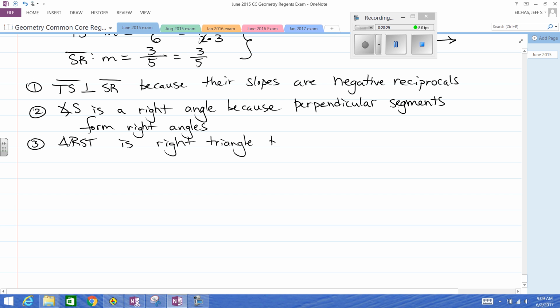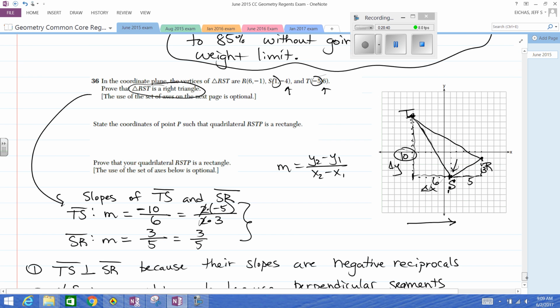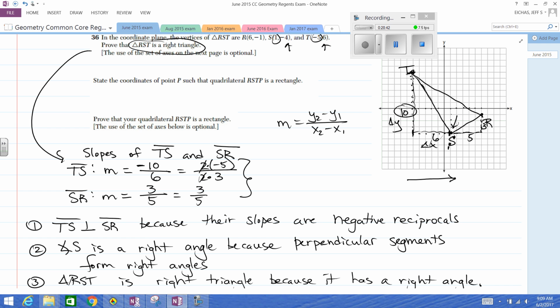because it has a right angle. Seems silly you got to say that, but you got to make sure you're clear. Get a good argument going together. All right, next. So that's probably worth 2, maybe 3 points.